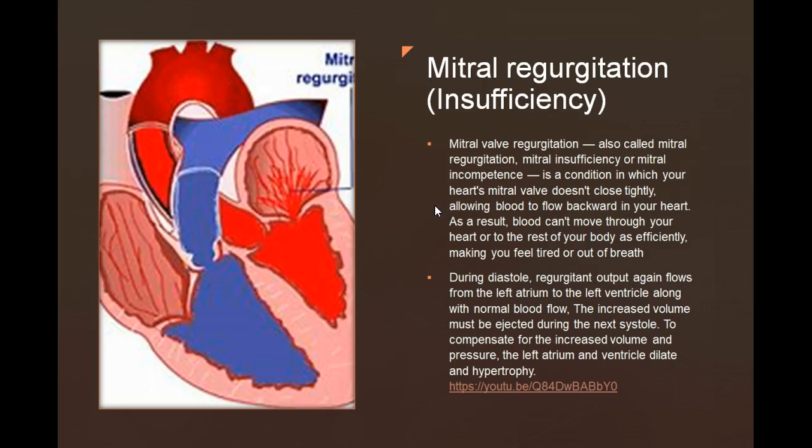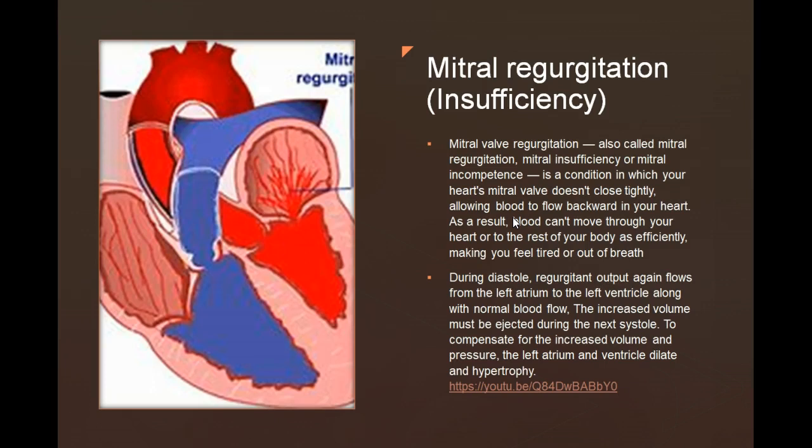The result of this is blood can't be moved through the heart or the rest of the body as efficiently, making you feel tired or out of breath. You're not ejecting the full amount of blood that should be going out from the left ventricle into the rest of the body. So during diastole, the regurgitant output again flows from the left atrium to the left ventricle along with normal blood flow. What happens is this increased volume must be ejected during the next systole. So instead of just its normal amount of blood to eject, it's got the normal amount of blood from the left atrium plus whatever flowed back in.